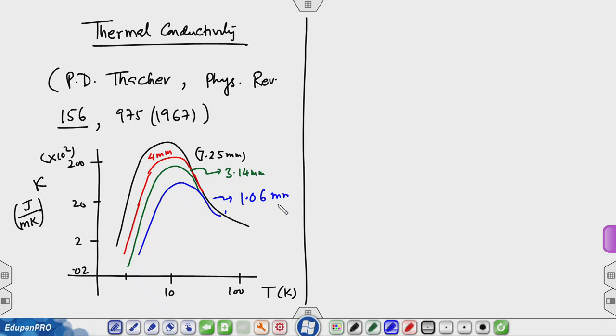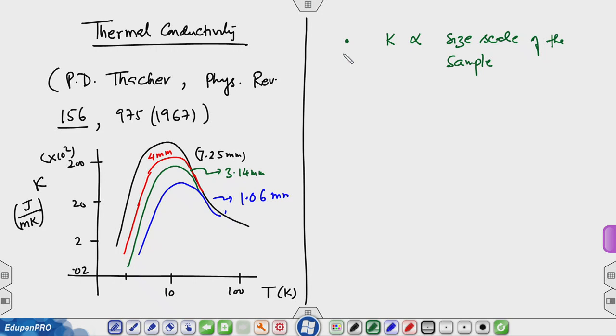I am not able to replicate exactly the curve shown, but if you are interested, you can look up this paper and see what happens. The important point is that the thermal conductivity of copper depends on the size scale of the sample. That is point number 1.